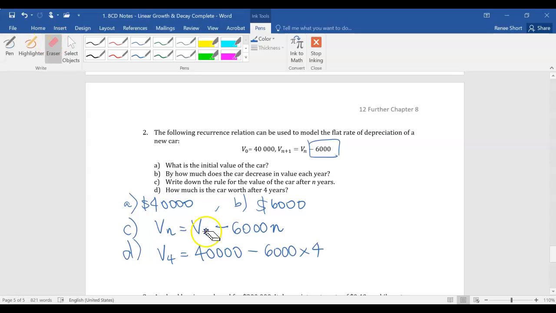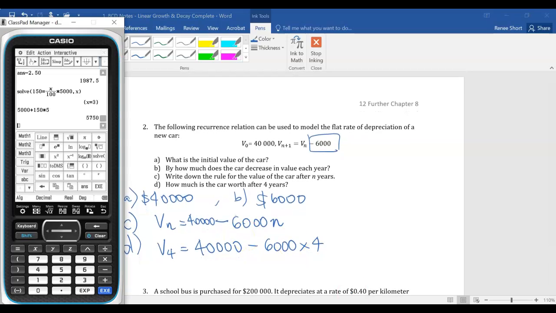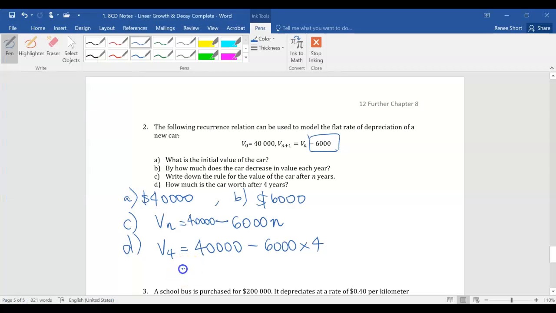Sorry, in this original rule when I wrote it, I'm going to rub that out. I should have written in here 40,000, because I knew that that V0 value was 40,000, so I could just substitute that value in. 40,000 minus 6,000 times 4, so I can pop that in here, or I could work that out in my head, but my calculator will do the work for me, and I get then that after 4 years the car is worth $16,000.